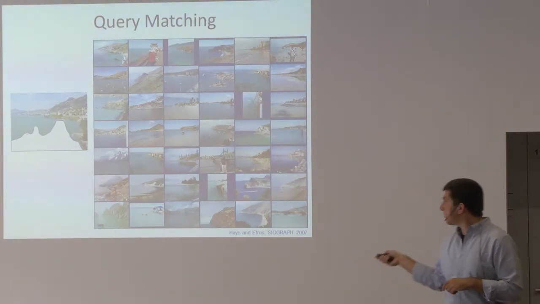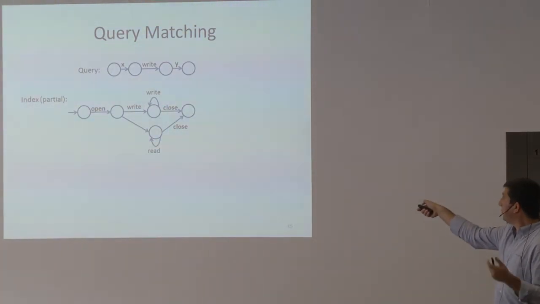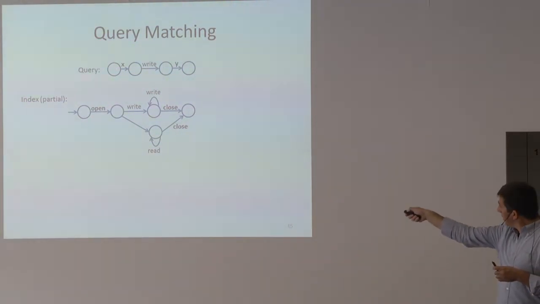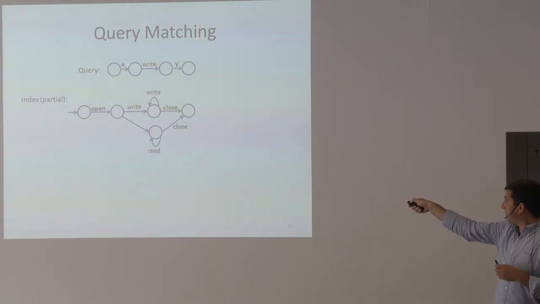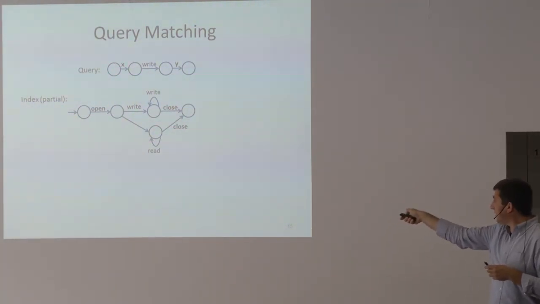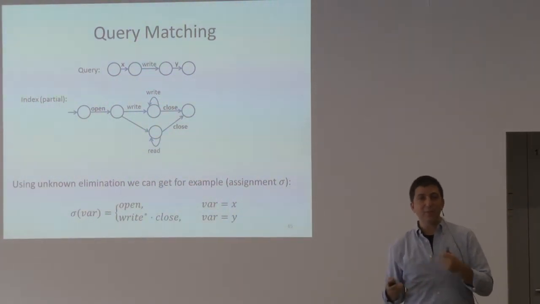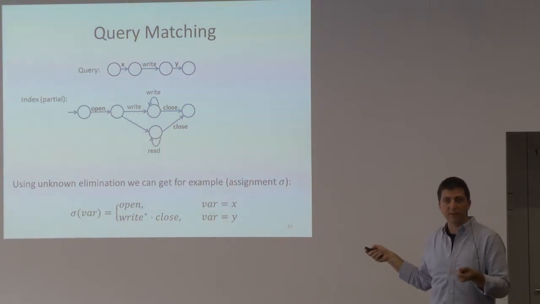Finally, you get to the query matching. So again, you construct all this database, you did all the work, and now you can do stuff like taking this query, the x-write, you go to the index, you find this index, and you can find an assignment. So the completion for the example is really the assignment that you find for x and y. So that's the way it works.